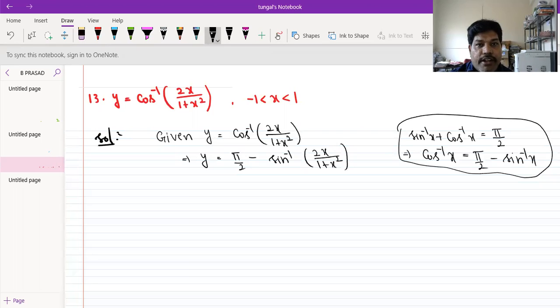This question we already did; that is question number 9. So here also we will do the same process. Put x is equal to tan theta.